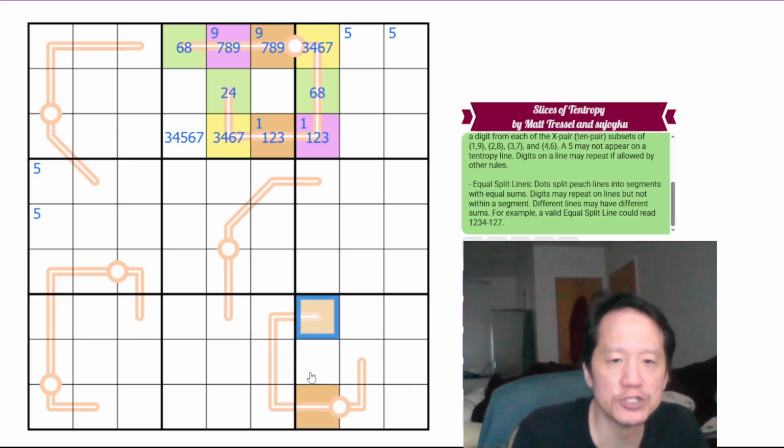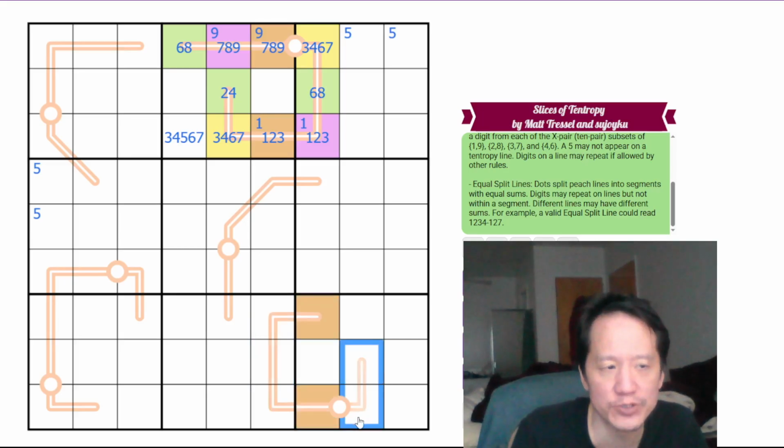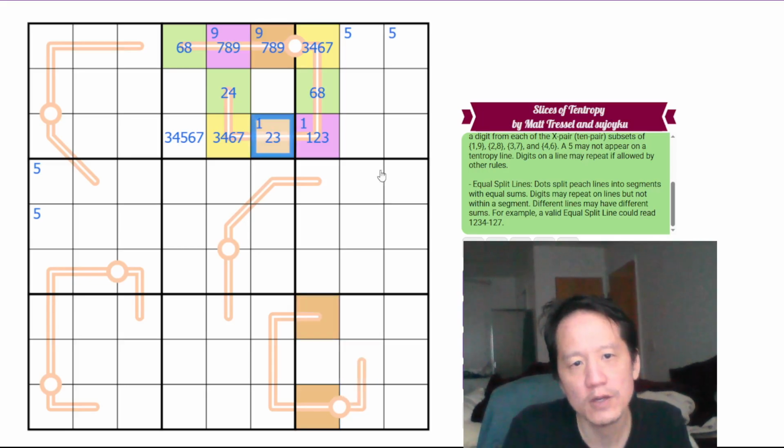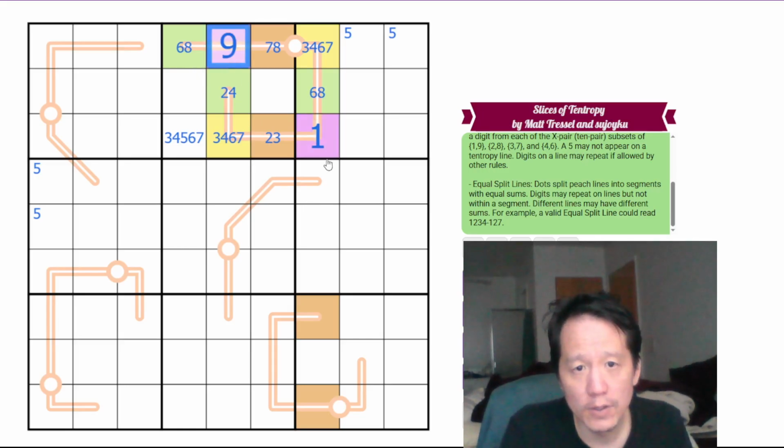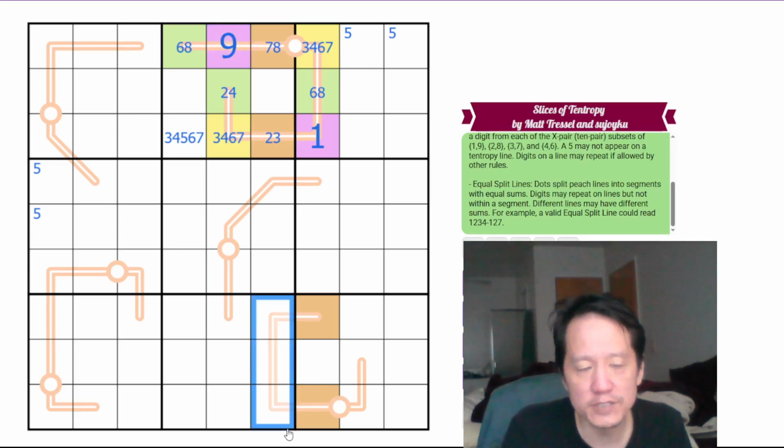If the oranges are the 1, this would then have to be 9, which means this is at minimum 19, which 2 unique digits can never add up to. So the oranges cannot be 1, which means, and this can't be following 9, so this has to be 1, which makes this a 9. Therefore, the 1 has to be here.